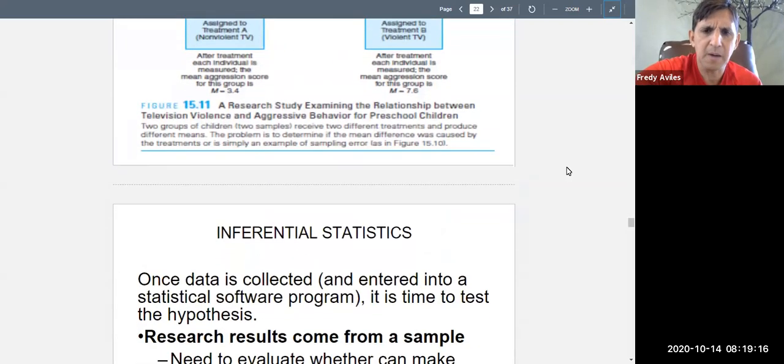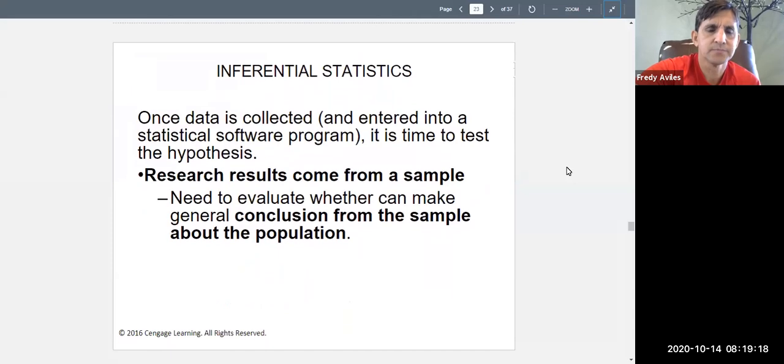So let's talk more about the way this actually works. With inferential statistics, once you collect the data, and of course you enter it into a statistical software program, we don't calculate things by hand anymore, we don't do it on paper and pencil, it's all done by computers. Once the data is entered into the software program, it is time to test the hypothesis. Inferential statistics involves hypothesis testing. Okay, that is what it's really about.